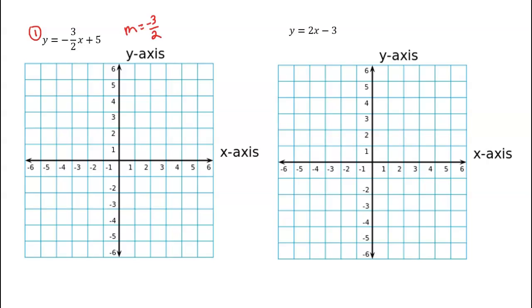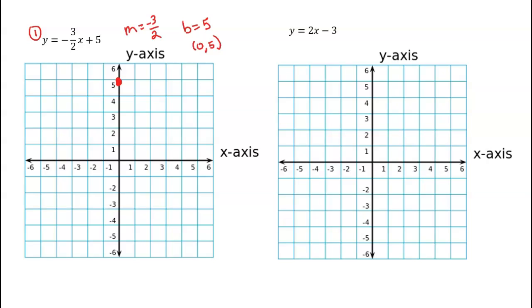Okay, so for number 1, I'm going to state that my slope is -3/2, and it doesn't matter where the negative is attached, either in the numerator or denominator, and your b value is 5. So this is your y-intercept, and it is a point, which is 0, 5. So I'm going to come over to my origin, and I'm going to go up 5, so 1, 2, 3, 4, 5, and I'm going to make a point.